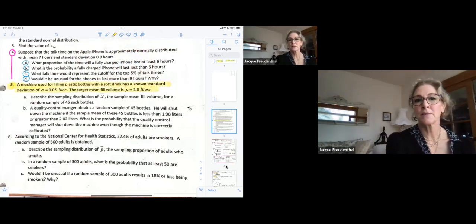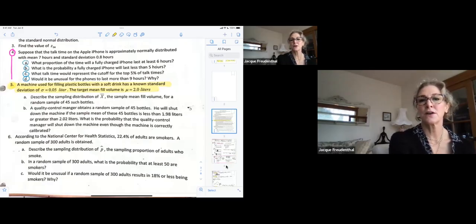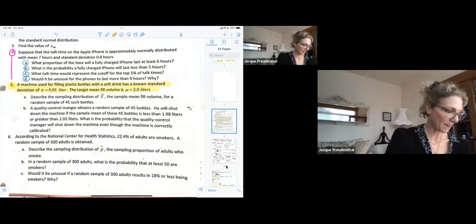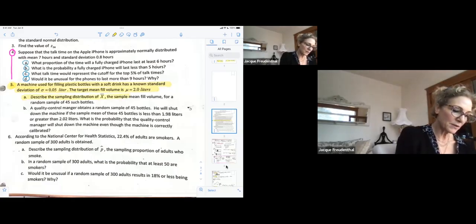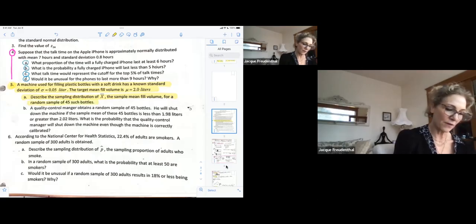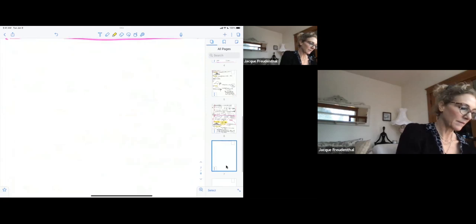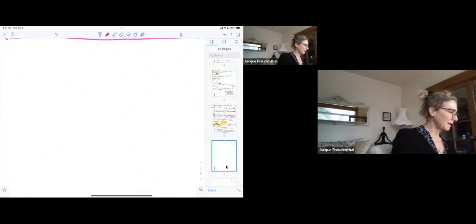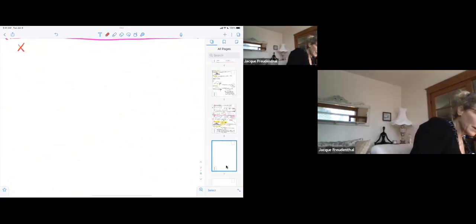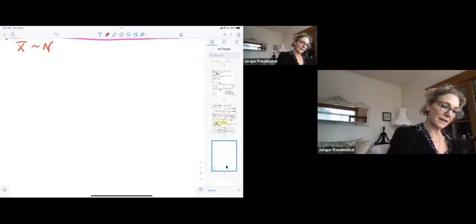Okay, a machine used for filling plastic bottles with a soft drink has a known standard deviation of sigma equals 0.05 liters. The target mean filling volume is mu equal to 2.0 liters. Describe the sampling distribution of X bar, which is the sample mean fill volume, for a random sample of 45 such bottles. Okay, so describe the sampling distribution. So we're looking at X bar. Does it follow a normal distribution? So do we know that from the information given?